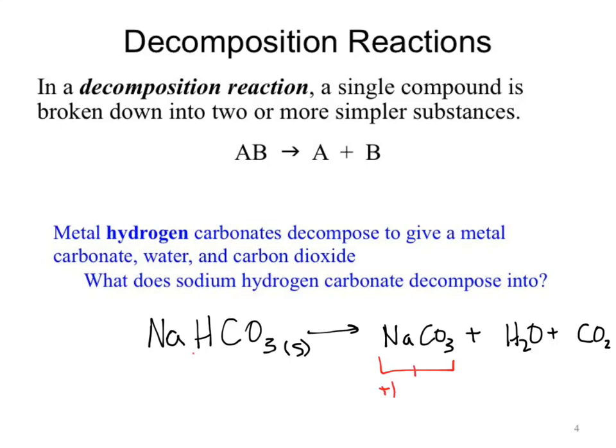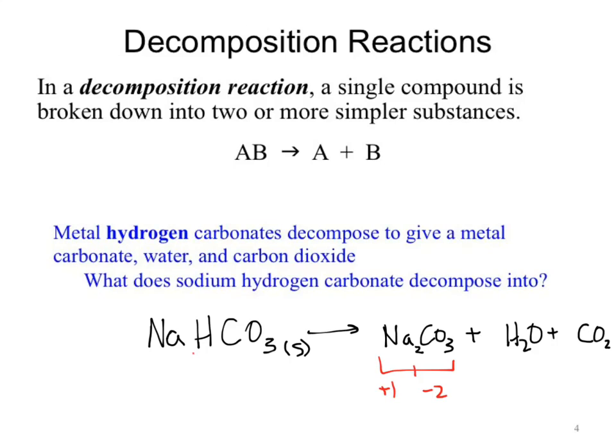Charge on carbonate? Carbonate is a -2. Okay, is it balanced? No. So what do we have to do to fix that? It has to become Na2, and that 2 comes in as a subscript right after the sodium.